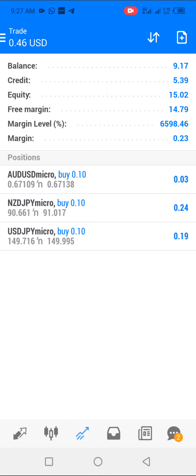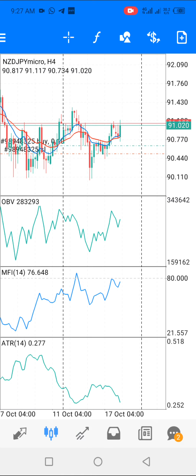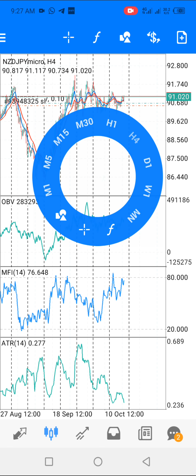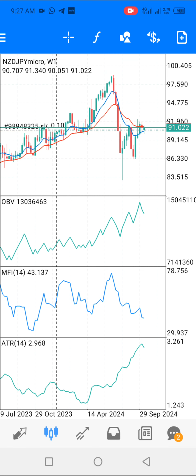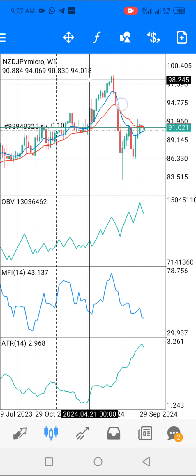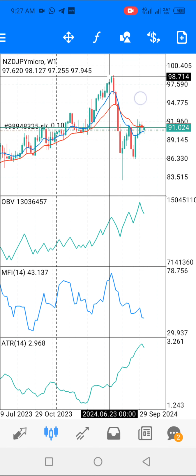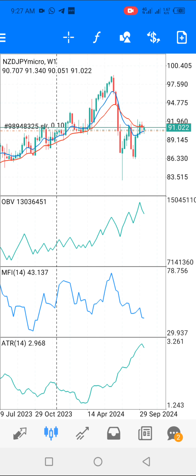Then the NZDJPY trade will also remain open, even though it has been ranging. There is a tight range holding it, and we'll see if it breaks out of that range. Then it should be open for as long as possible, or let's just say to this high, where it is now, 91.024. We will close it when it is 98.655. That is if I'm able to hold.